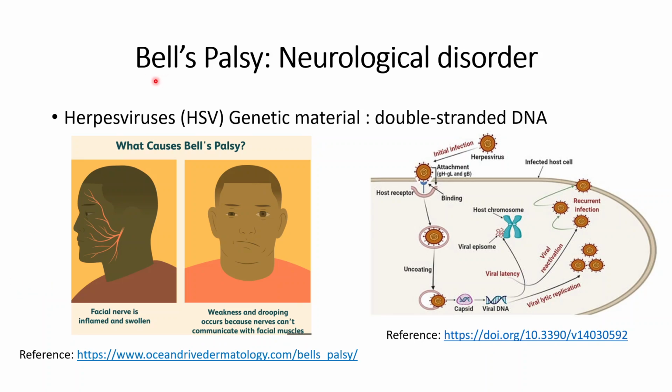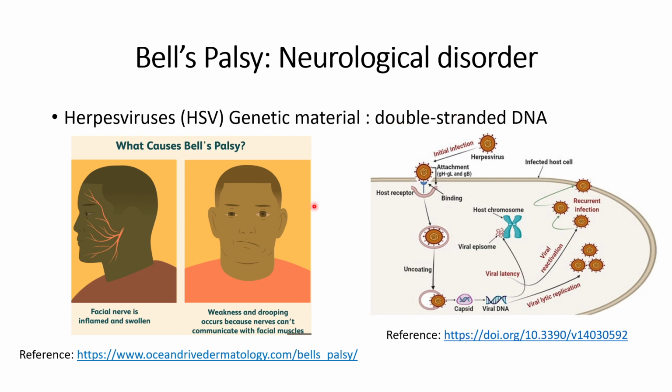In this video, we will discuss Bell's palsy disease. It is a neurological disease. One of the reasons that this disease can occur is because of the HSV-1 virus, and this herpes, that is HSV virus, has genetic material in the form of double-stranded DNA.